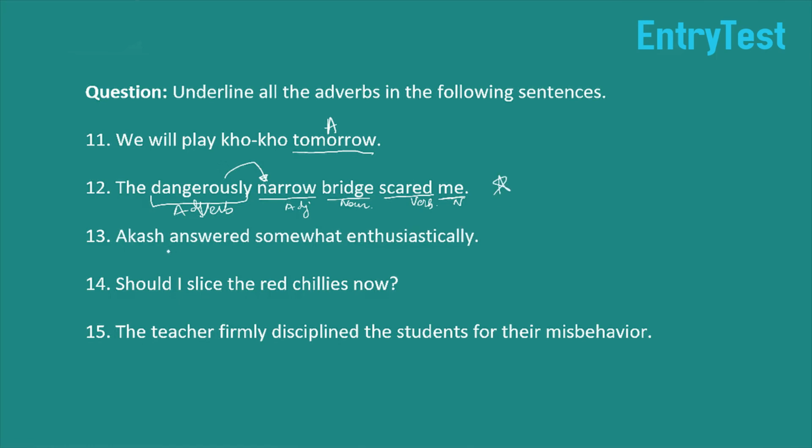Important one. Next, 13th one. Akash answered somewhat enthusiastically. So friends, this is also a little tricky. Let's do it together. Akash is first of all the noun about whom I'm talking. He answered, so he performed an action. So answered is my verb. And how was the answer? Somewhat enthusiastically. It is telling me the degree, that it was somewhat enthusiastic, not completely enthusiastic. So this whole phrase will be my adverb. It is describing the verb here.